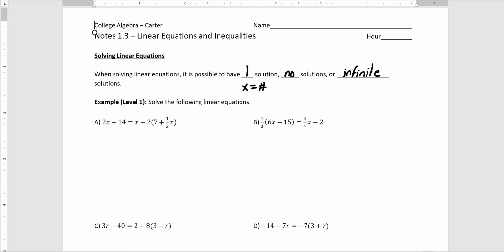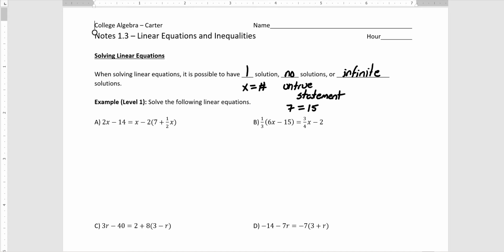Sometimes there's no solutions. When we get no solutions, what we get when we solve is an untrue statement. We get something that isn't quite accurate. For example, one you might see is something like 7 equals 15. All right, 7 doesn't equal 15. What that's saying is that in order for there to be an answer, we'd have to say 7 equals 15. That's not true. It's an untrue statement. There is no value that will make 7 equal 15. Therefore, there's no solution to this equation.